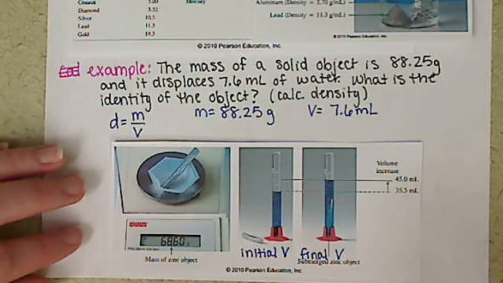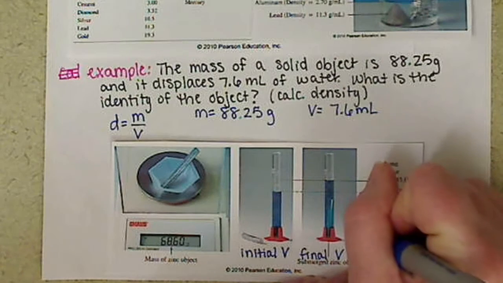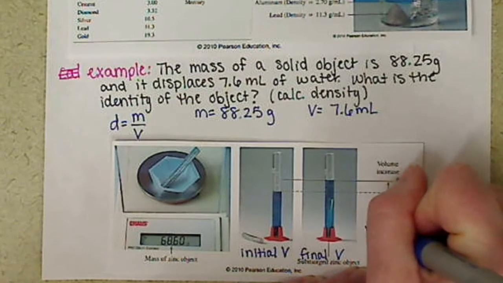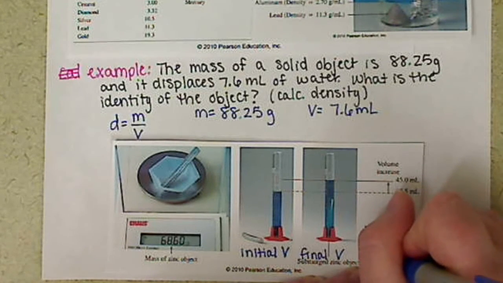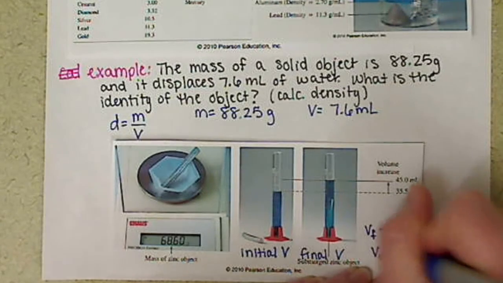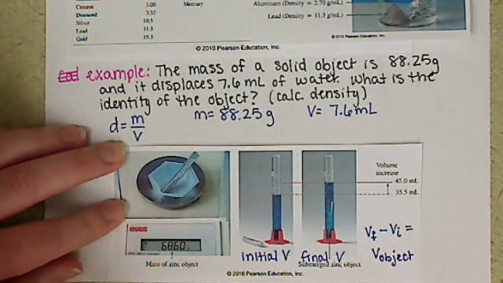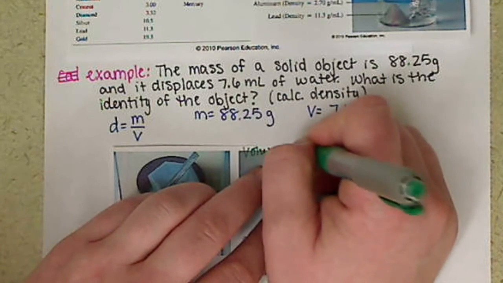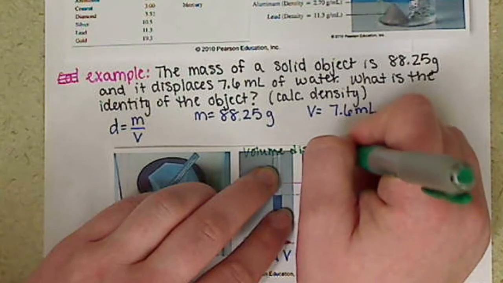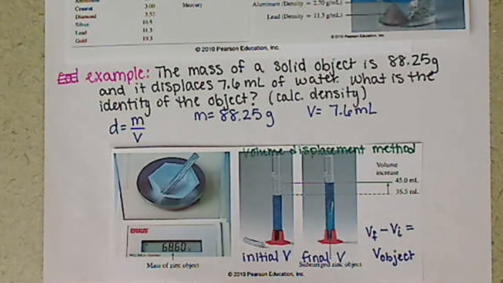To determine the volume of our object, we take our final volume minus our initial volume, V final minus V initial, and that's going to get us the volume of our object. This is called the volume displacement method. It's a very common, easy way to determine the volume of our object.